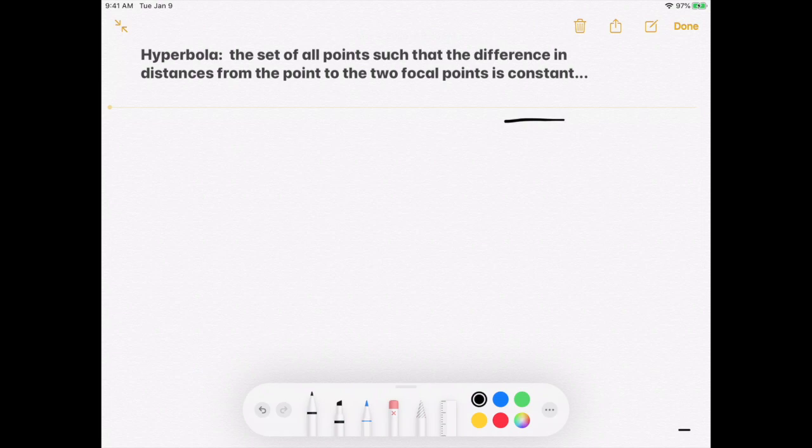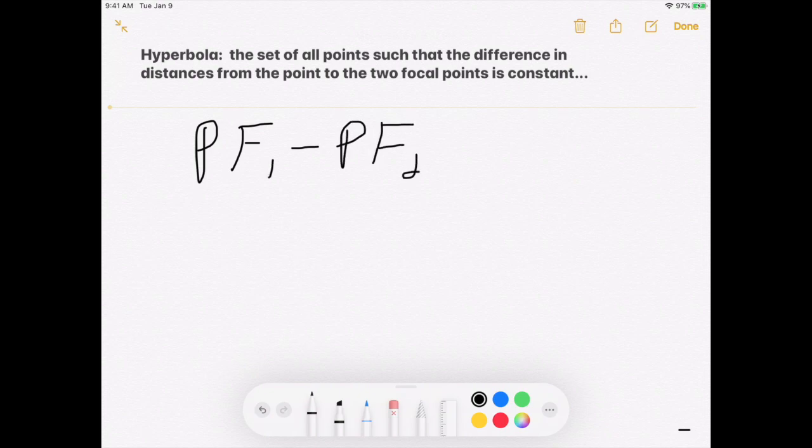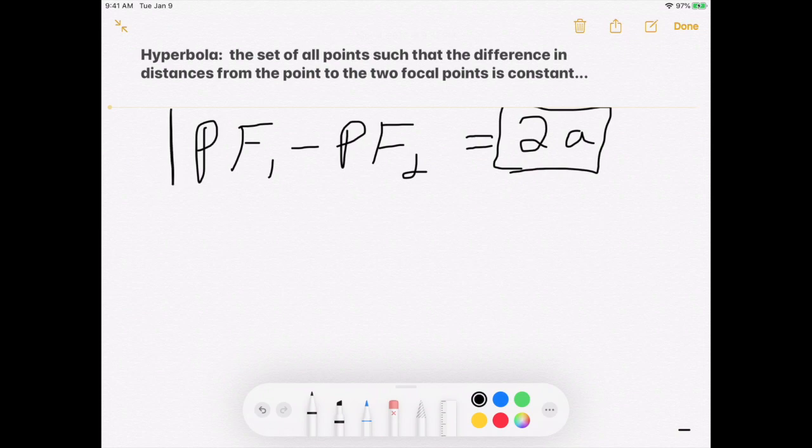So what we need to do is get our setup. So we know that the point to focus 1 minus the point to focus 2 is constant. We're going to set that constant equal to 2a. We saw earlier that a is the distance from the center to a vertex, and this would be the length along the transverse axis.